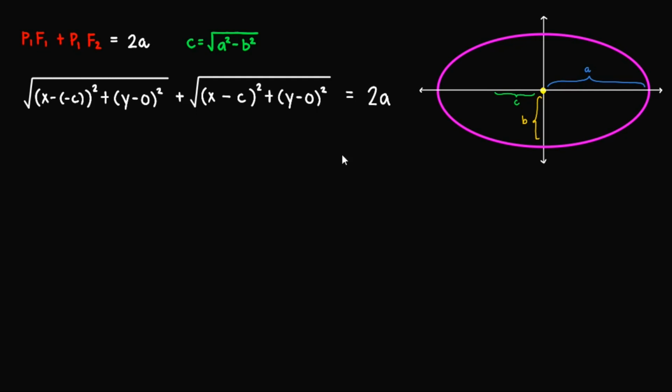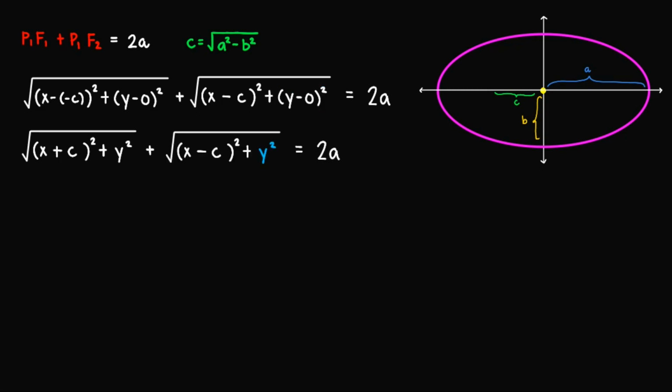So just a disclaimer, the derivation for this one is quite tedious. It requires a lot of squaring, square root, cancellations, and such. So just bear with me and I'll try my best to explain this in the simplest manner possible. And so let's start by noting that this out here, x minus negative c is equal to x plus c. Then the y minus 0 squared out here is simply equal to y squared. Similar for this other one, we'll only have y squared.